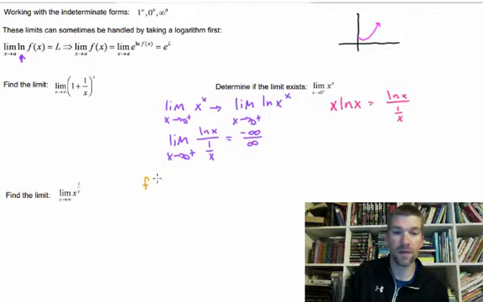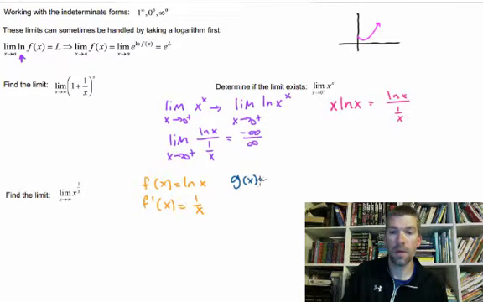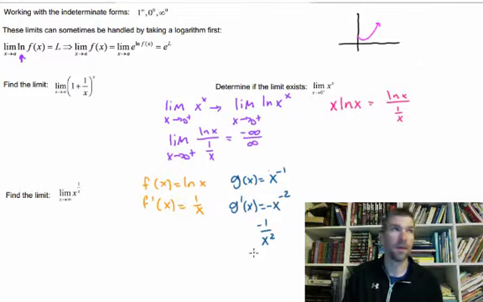So if I let f of x be equal to the natural log of x, then f prime of x is 1 over x. If I let g of x equal x to the negative 1, which is the same thing as 1 over x, then g prime of x is negative x to the negative 2. Okay, another way to look at this one also would be negative 1 over x squared. Okay, those are the same things.